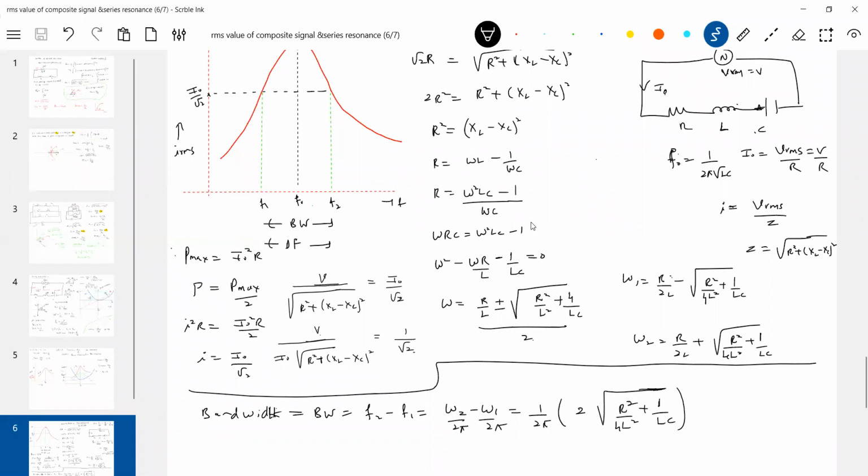Sir, we can write omega 2 minus omega 1 if omega 2 and omega 1 are positive. But omega 1 is negative. So we should write it in the reverse order and then subtract. How is frequency negative here? Sir, you see there, you got a negative value. R by 2L minus this thing will be negative.